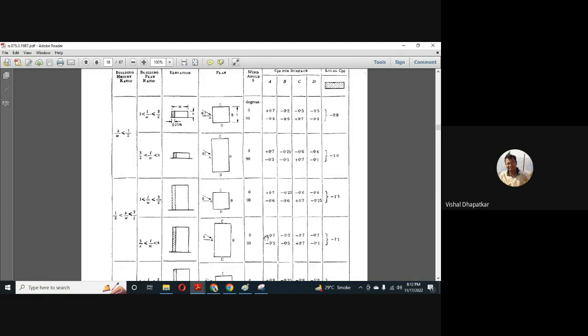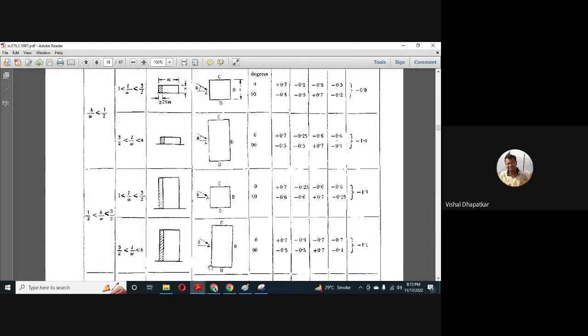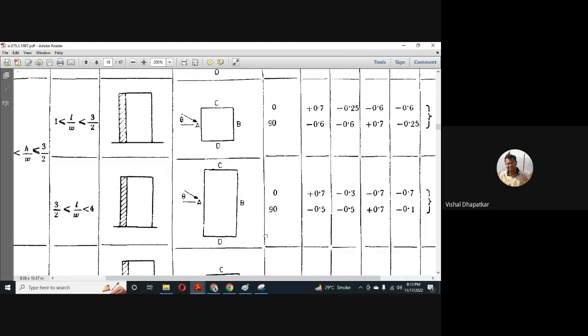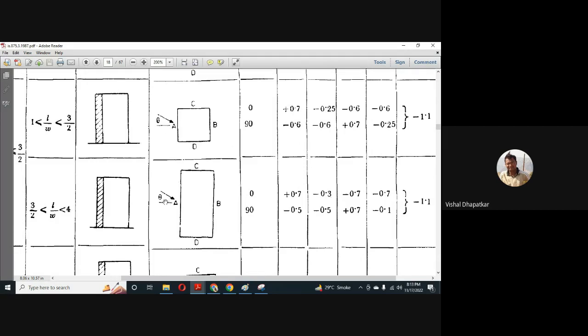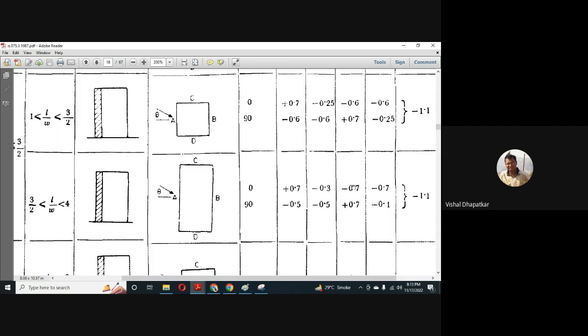So what are these coefficients? A, B, C, D are the surfaces on which the wind pressure is acting. For any rectangular building, we have four surfaces, A, B, C, D. When we consider wind at 0 degree, the wind will act in the horizontal direction. In that case, A is the windward face, B is the leeward face, and C and D are the side faces. The face on which wind is acting is called the windward face because it is in the direction of the wind. The force coefficient for A is 0.7, for B it is 0.3, and for C and D it is minus 0.7, minus 0.7.